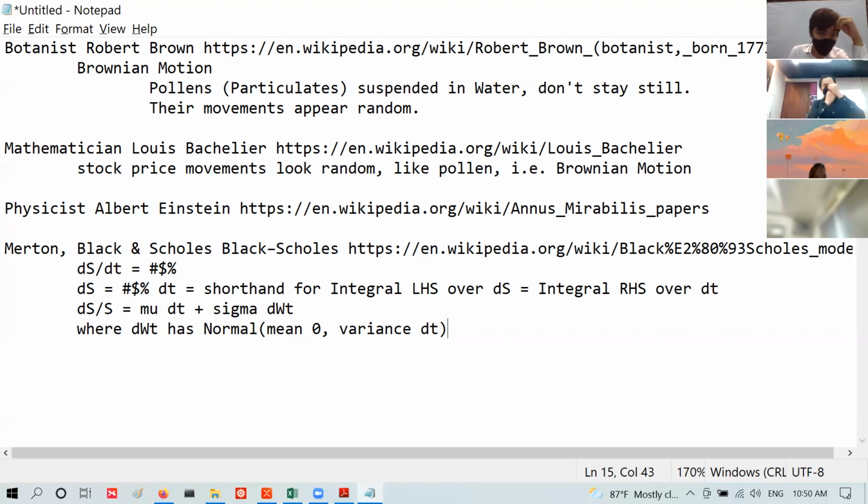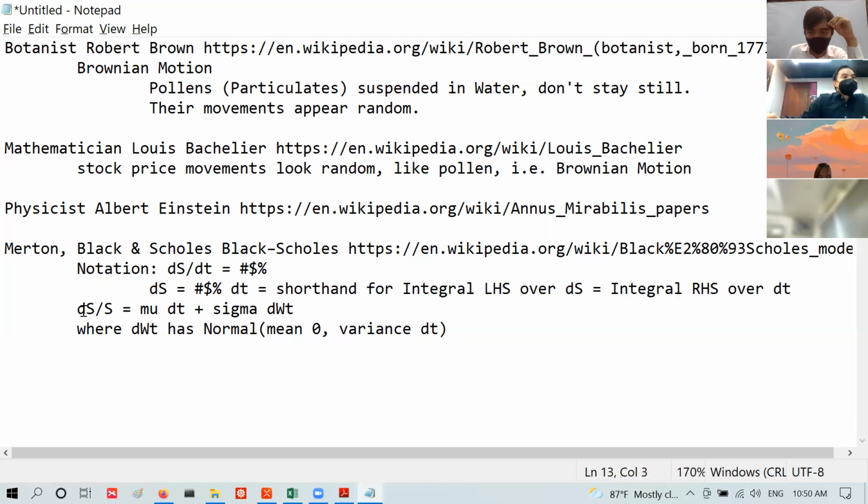Now, obviously, this is an approximation because the stock market doesn't move in dt, right? It moves in literal seconds. But that's what this is. So this is the Black-Scholes notation. And this is about notation. This is the assumption.